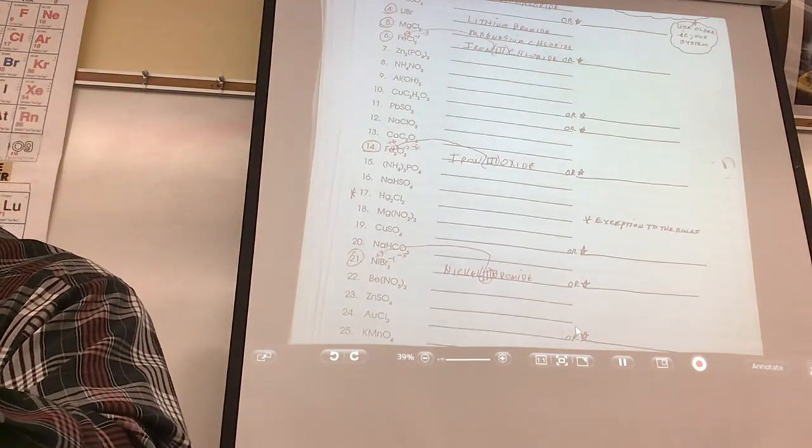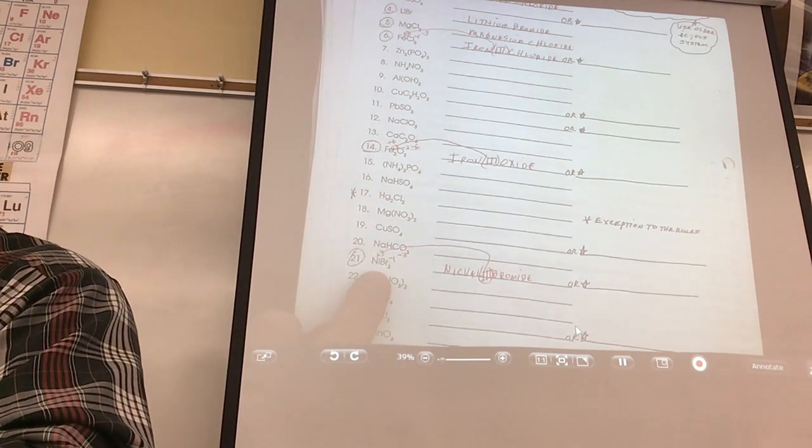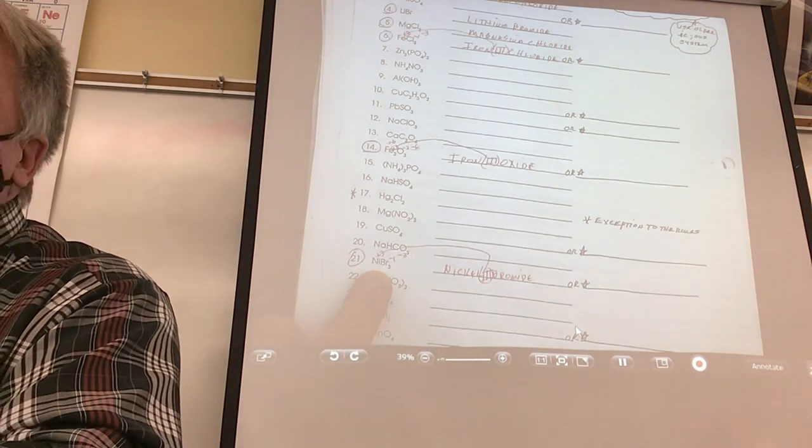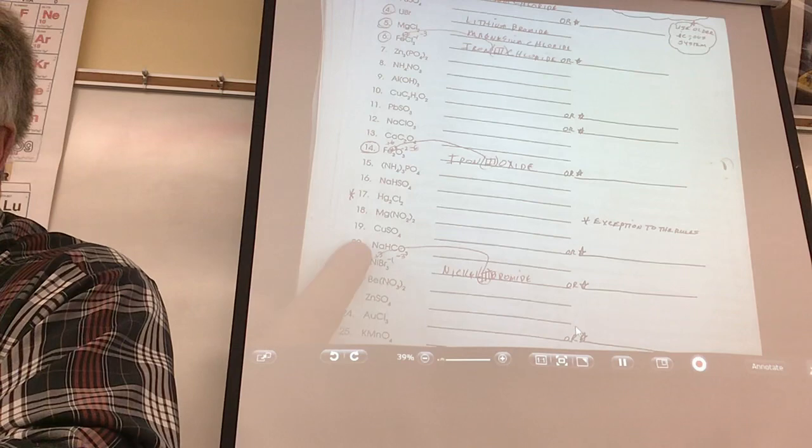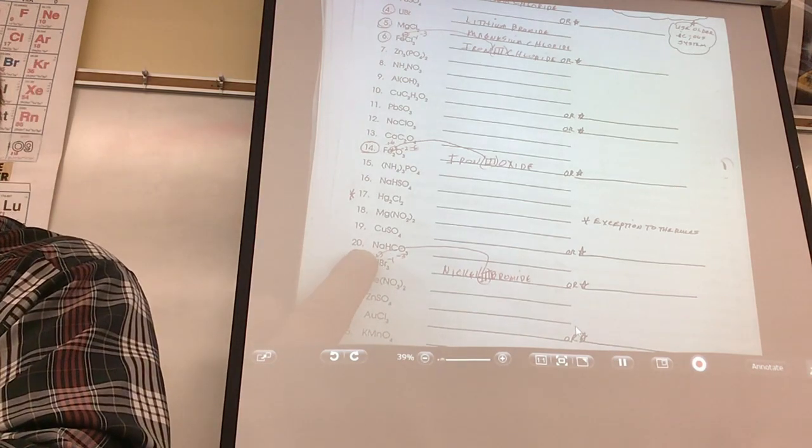Notice, every year I teach this, some of you think it's nickel 3 because you see a 3 here. No. It's 3 because the charge on the nickel is what? Plus 3.